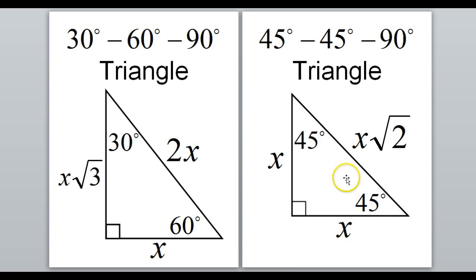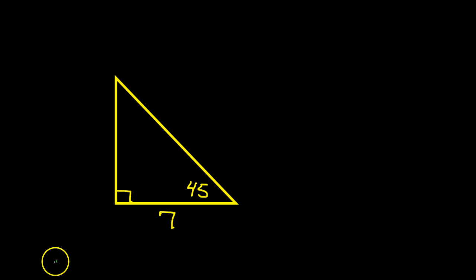Notice it is an isosceles triangle, and as such, the two legs are the same. The hypotenuse is going to be the leg times radical 2. So for example, say I have a 45, 45, 90 triangle, and I'm given that one side is 7. One leg, I should say. The hypotenuse is over here.